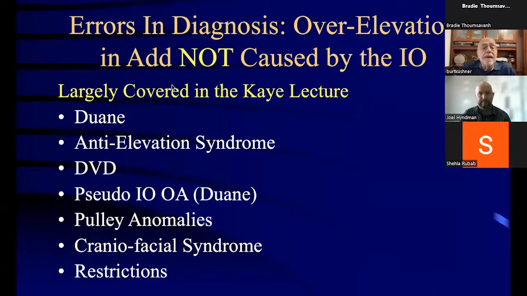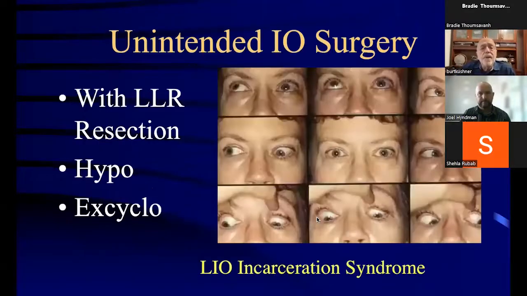So the errors in diagnosis, overelevation, I'm not going to go over this in detail. This was covered in the Kaye lecture and it's all there, but I'm just putting this in for the sake of completion. Unintended inferior oblique surgery, that's where you wind up operating on it and you don't want to.